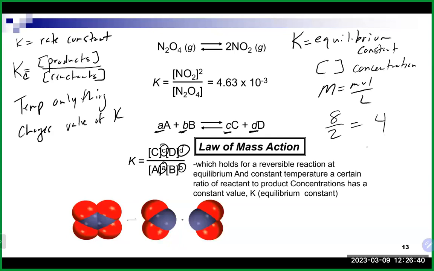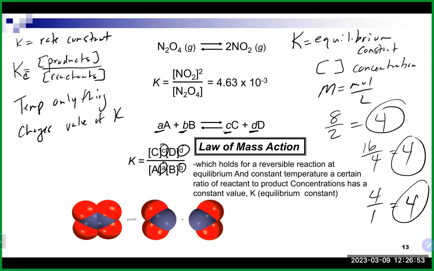Hoping so. All right, I take 16 divided by 4. 4. 4 divided by 1. They all ended up at different numbers, yeah? So regardless of the amount that you start with, reactants or products, in any reaction that's an equilibrium reaction, the ratio of what you end up with in terms of products to reactants will always end up as the same ratio, regardless of how much you start.